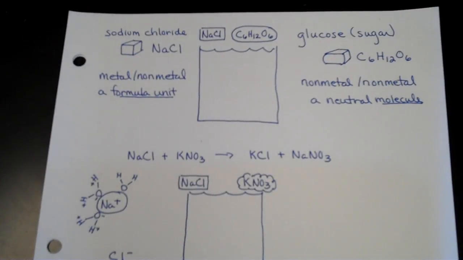Let's look at what happens when a chemical reaction occurs. Well, first we need to remember that if we put two solids together, the solid particles have very little motion to them. So any reaction that occurs with two solids is going to be extremely slow.